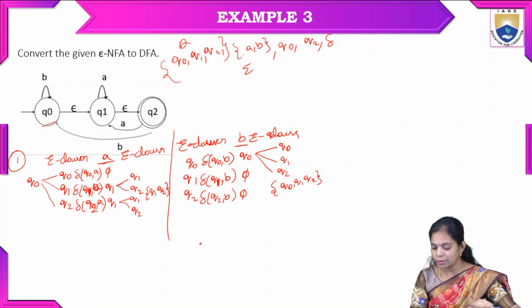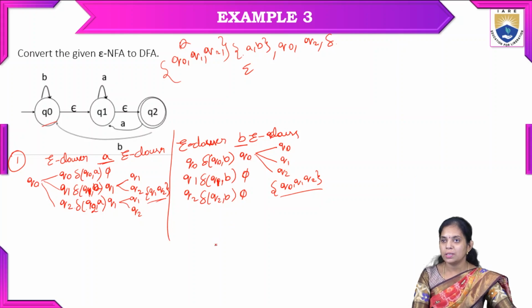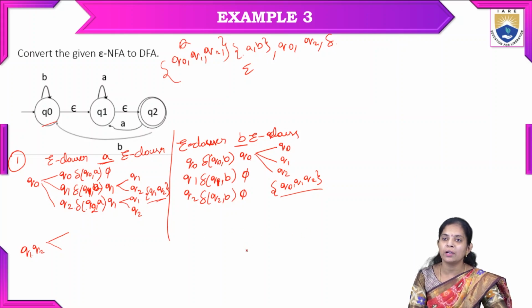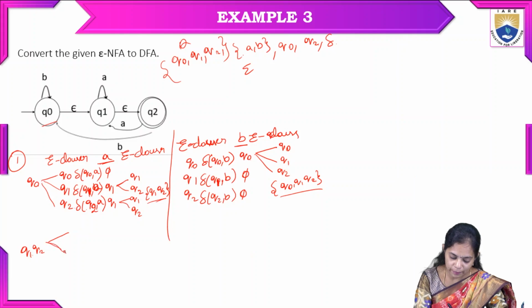So here we got two results: Q1, Q2 and Q0, Q1, Q2. These are the two new states. We need to find the transitions for these as well, starting with the epsilon closure of Q1, Q2. Whatever new states are there, we need to find all of them, and we will also write the Q1 state.